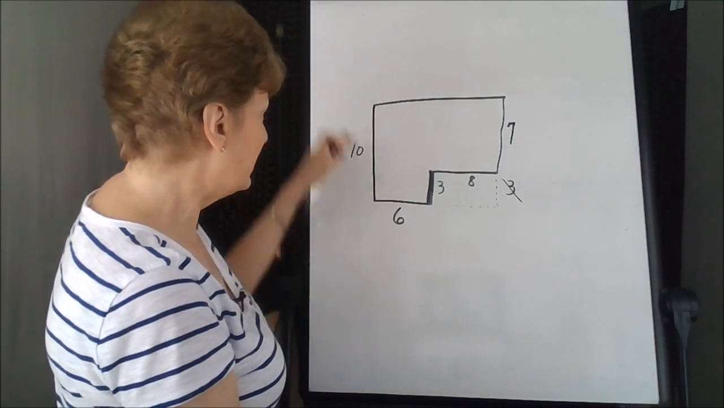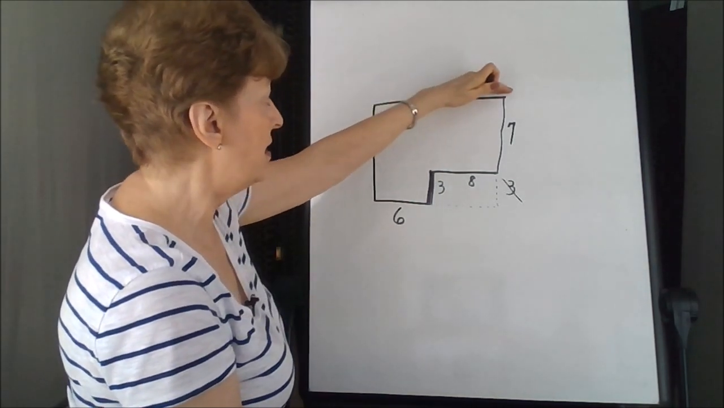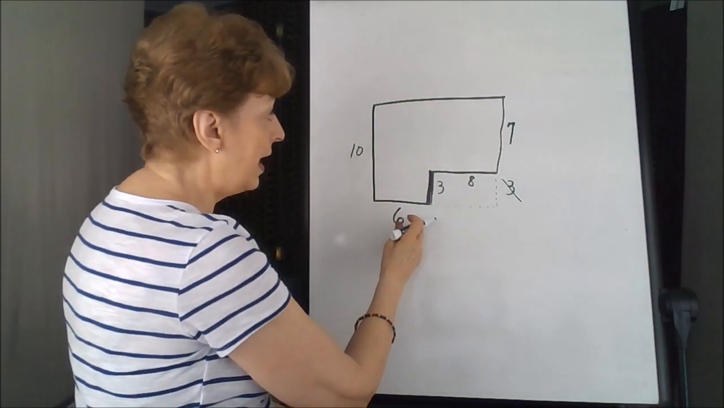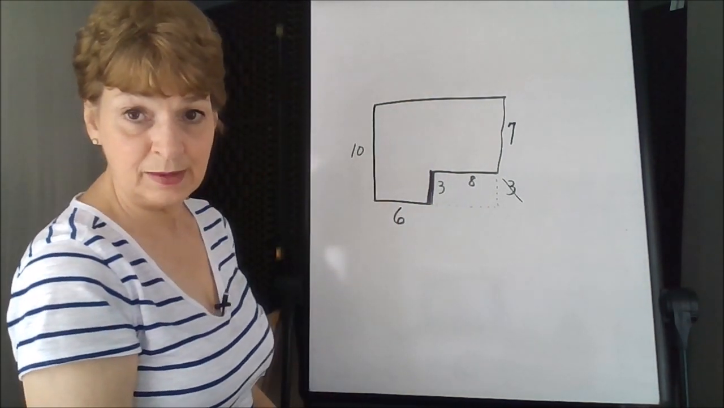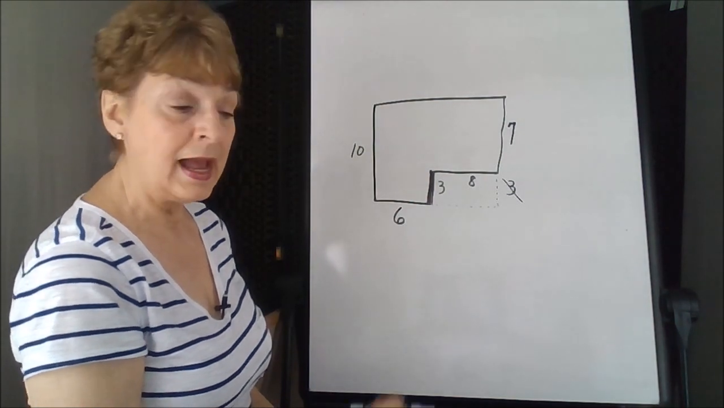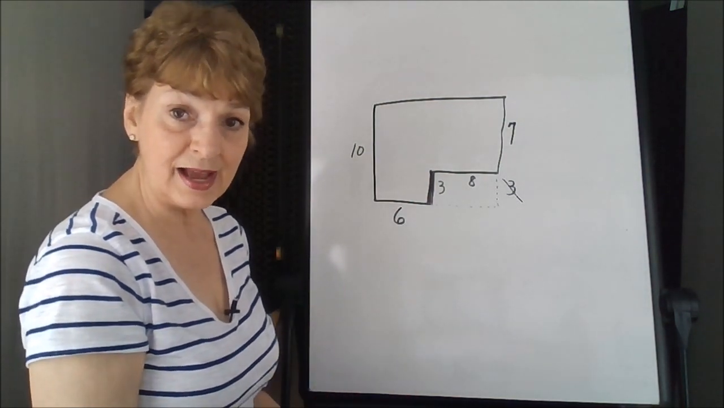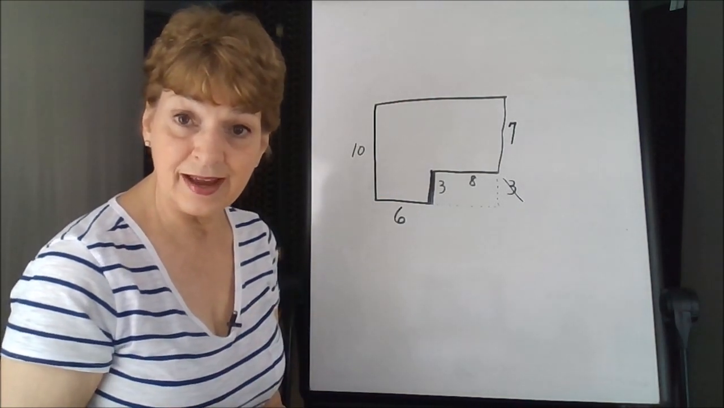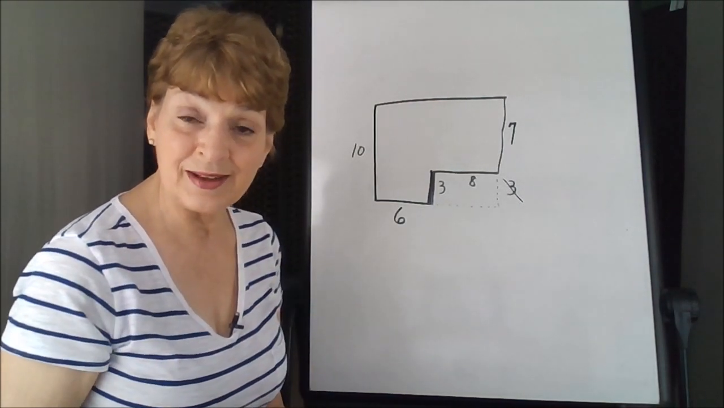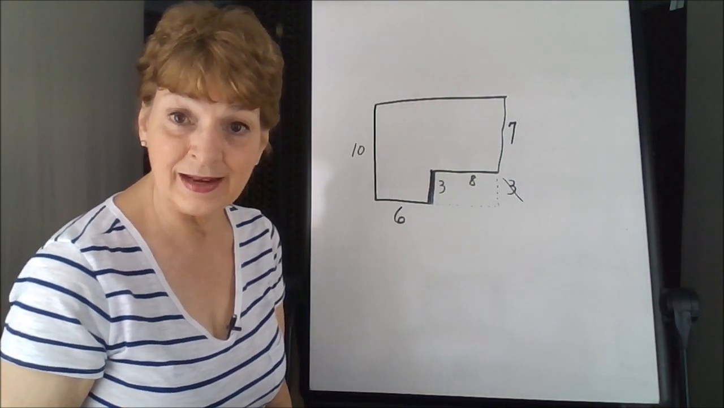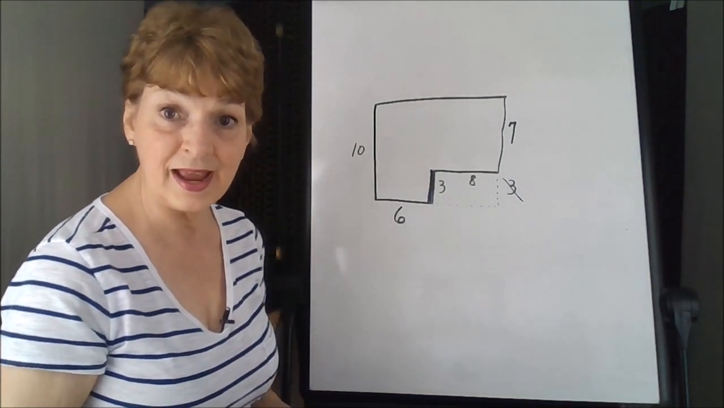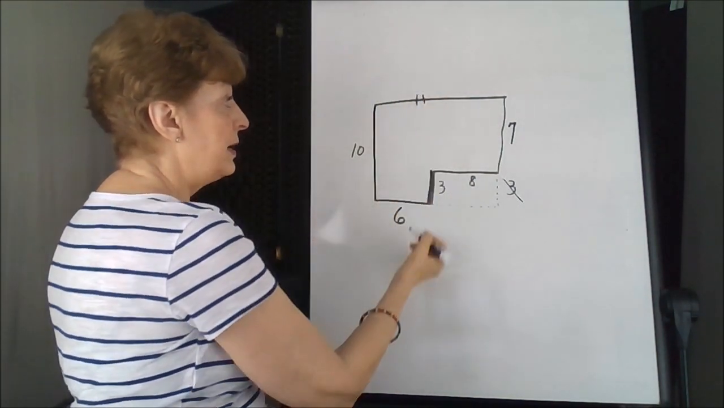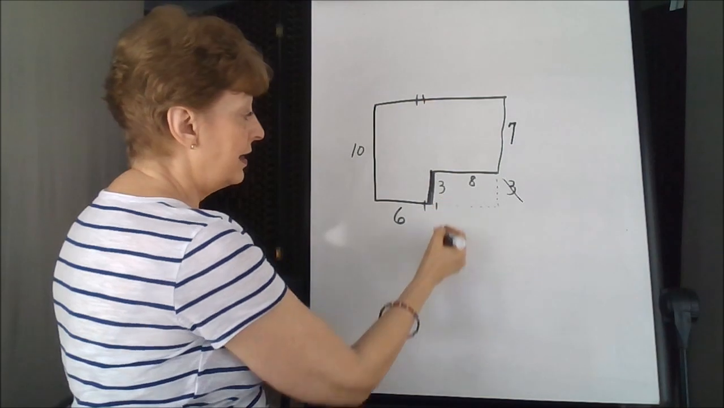The same thing happens here. I do not know this number, so I'm going to be looking at the opposite side for the same reason. This is a rectangle, and we know that the opposite sides of rectangles are congruent. If you need to review the attributes of a rectangle, go back to the movies that were previously made about the attributes of the rectangle, and you'll find that this side has to be congruent to this side.